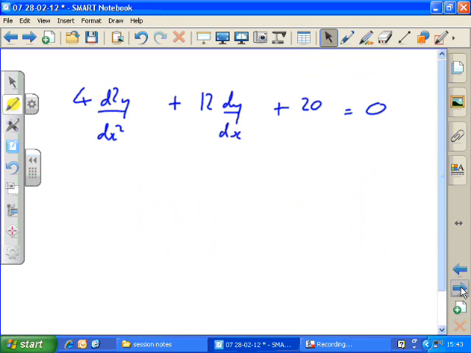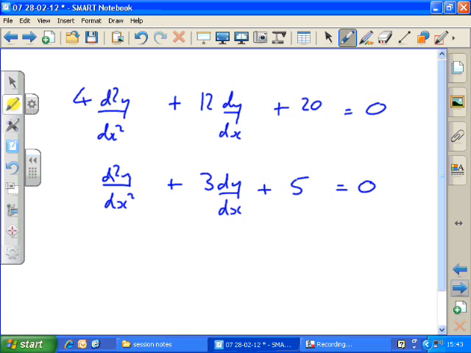Okay, let's have a look at another example. Example 3. You won't be surprised to know that this is going to give us complex roots because it's the third example. I'd start off the same way though, divide both sides by 4, so I get d2y by dx squared plus 12 divided by 4 is 3 plus 20 divided by 4 is 5 equals 0.